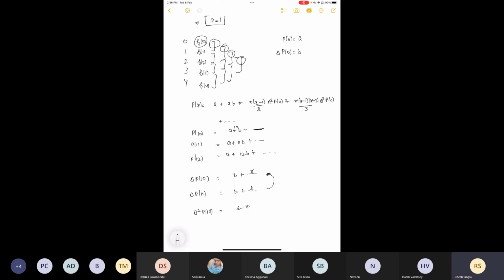Is this thing clear to everyone, that how f of x naught x1 up to xn is 1 and x naught x1 up to x of n plus 1 is 0? Yes, sir. Clear.